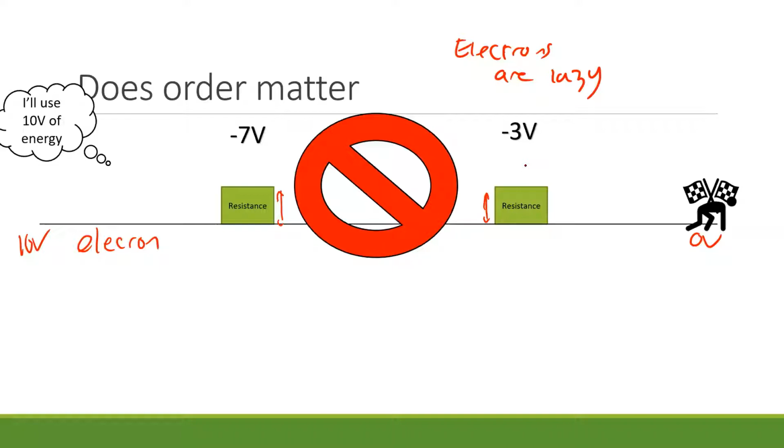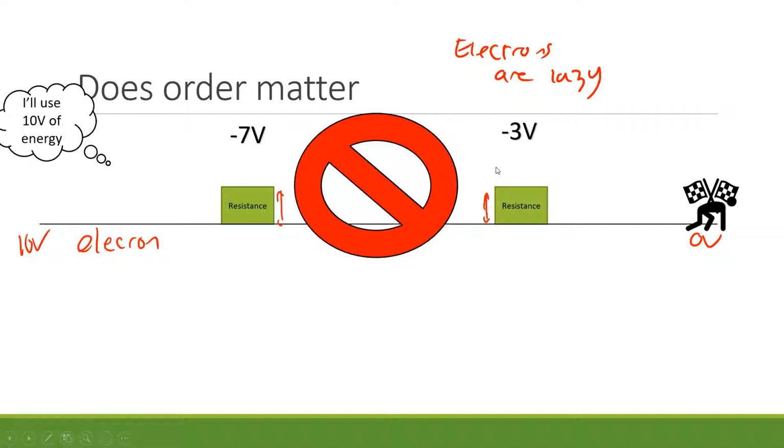Can someone tell me what they think? How much energy does it take to get over the resistor, given that it lost 3 volts on the right and 7 volts on the left? You can write the answer in chat or anywhere, I don't care. But I want you guys to tell me, how much energy do you think it takes? Any answer will do.